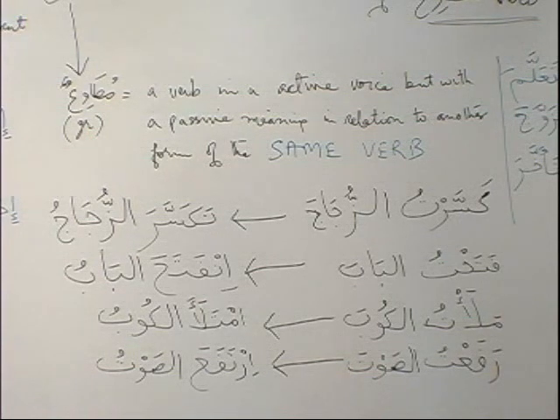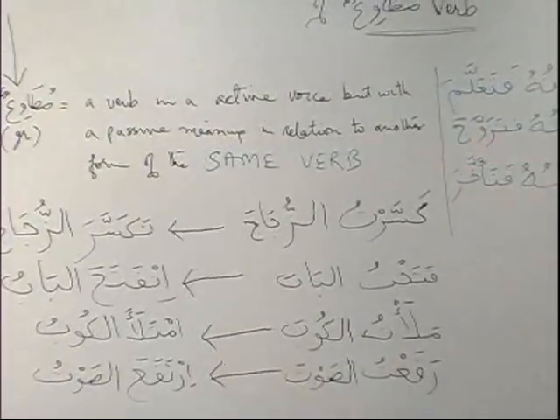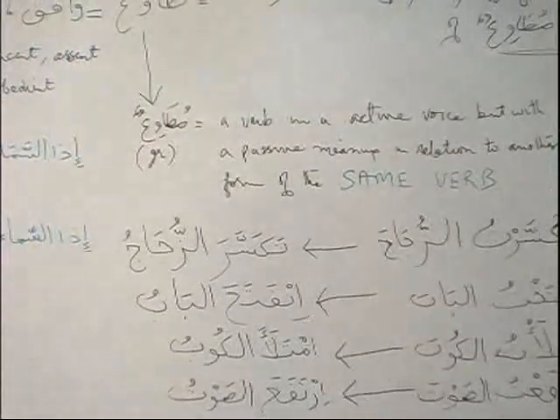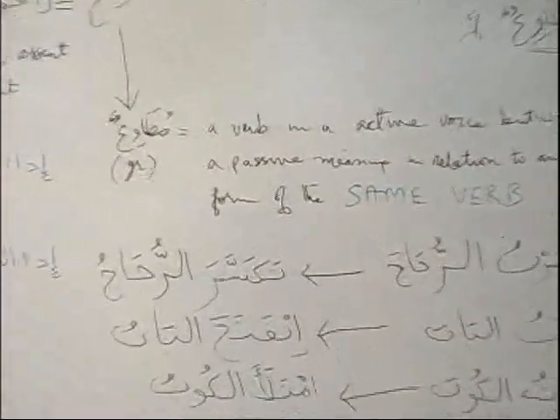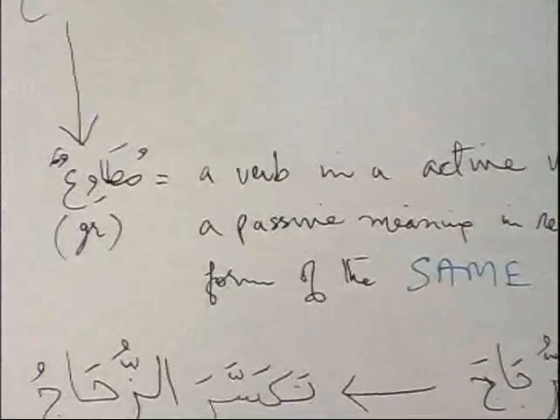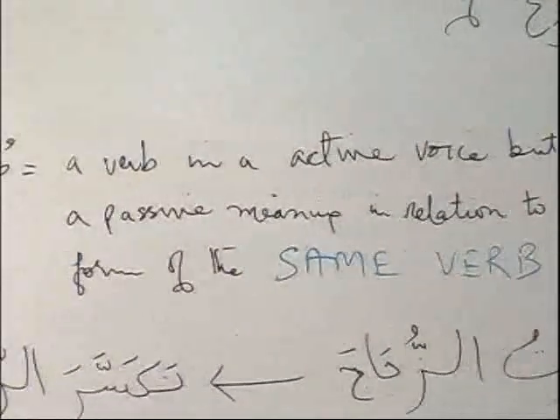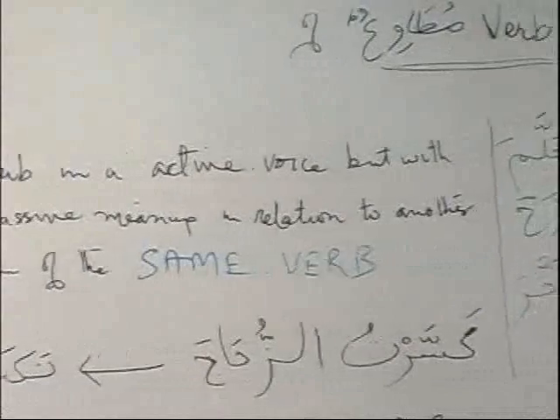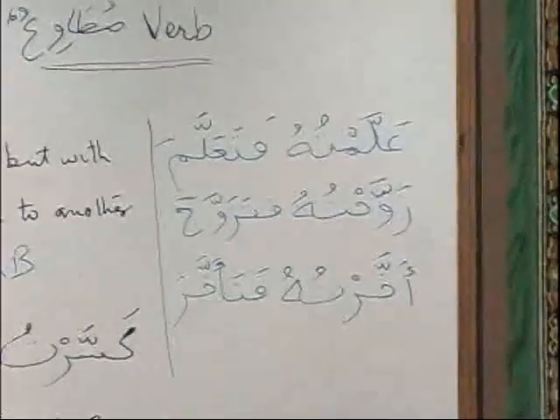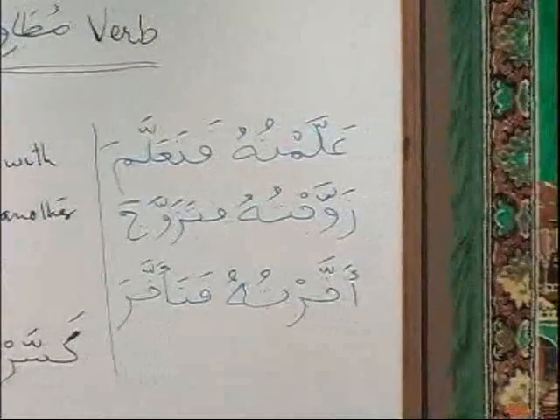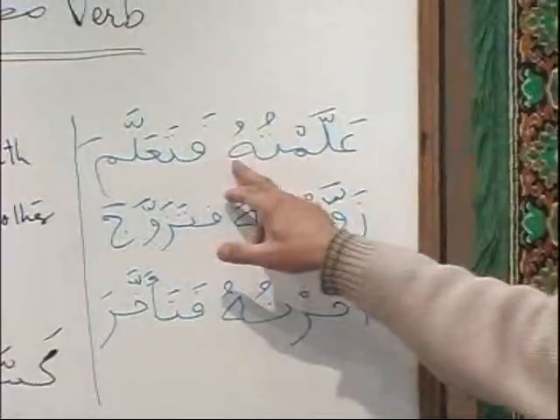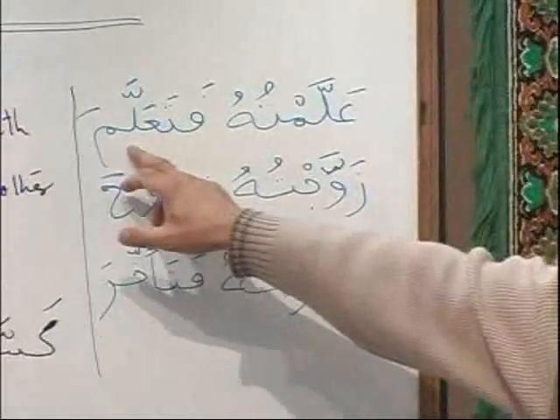Are you with me? So, this process is called al-mutawa'a, signifying the meaning of mutawi' verb. What is mutawi'? A verb in an active voice, but with a passive meaning in relation to another form of the same verb. This is all you have to remember, brother. And more examples I have here. Allamtuhu, I taught him. So what happened? He learned. So who, mafulun bihi, is the fa'il in ta'allama.